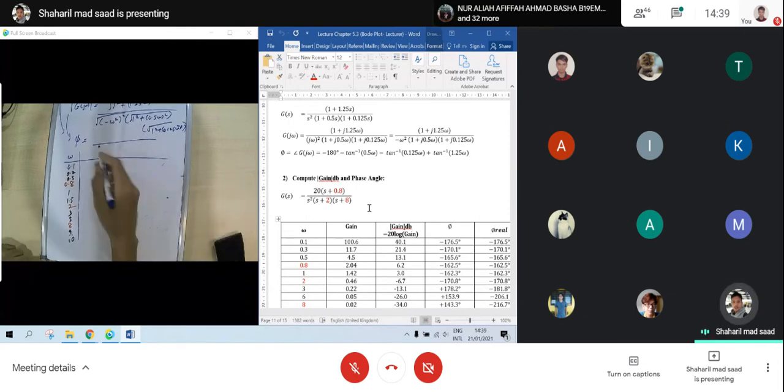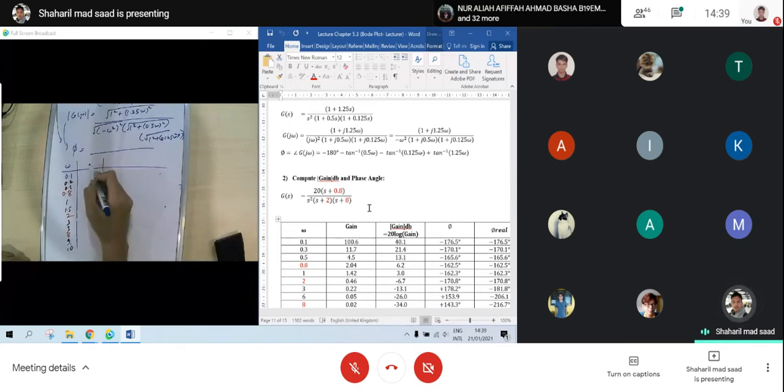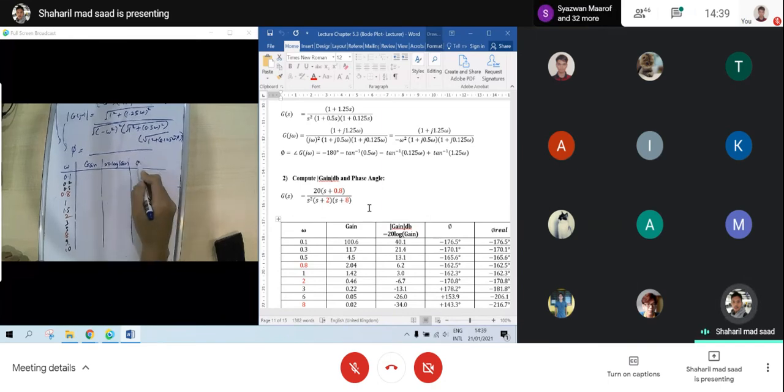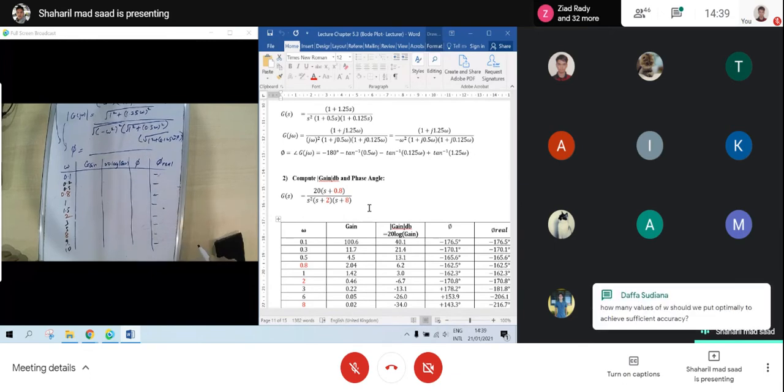Then what you need to find here is the gain. I put the gain, and after that you need to find the 20 log gain. And then after that you can find the phase angle, and however I put one more, the phase in real, so that all will be negative. How many values can you put?